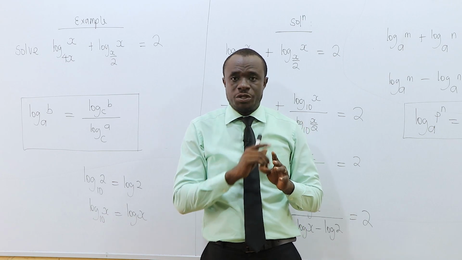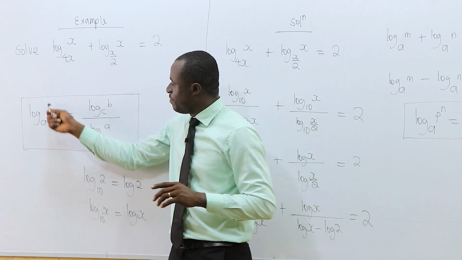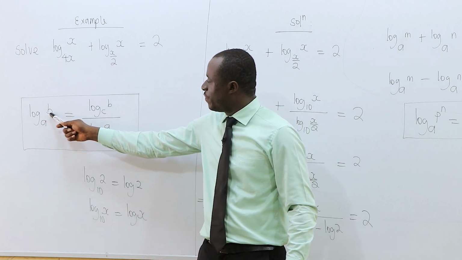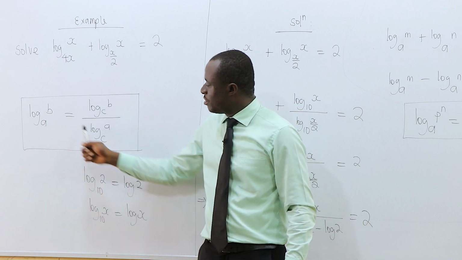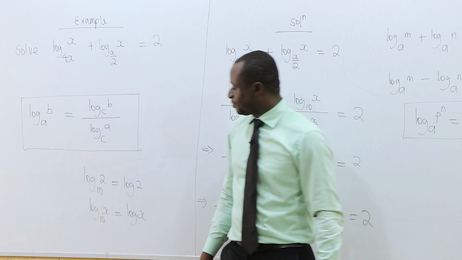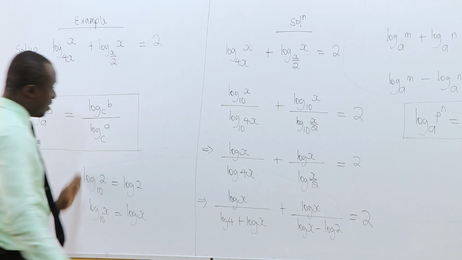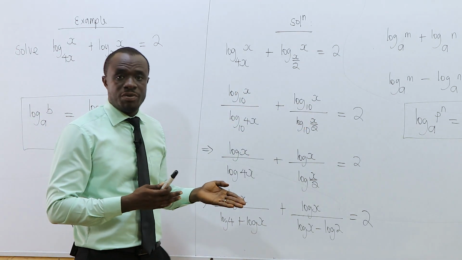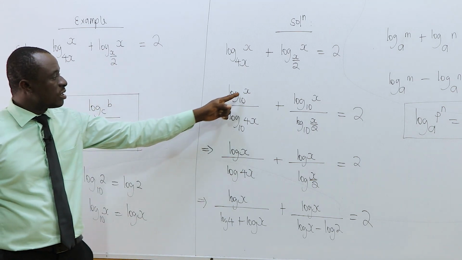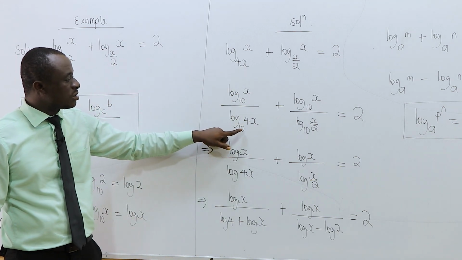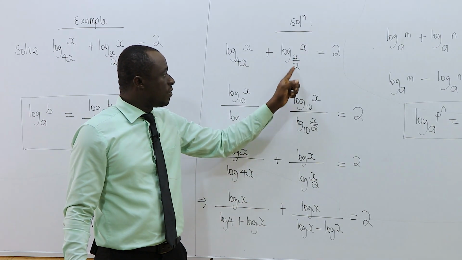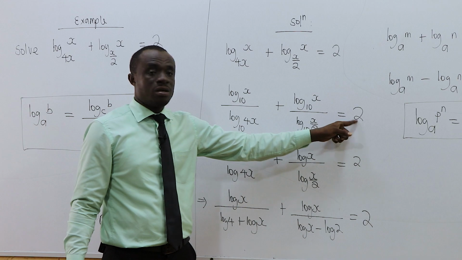From the change of base principle, if you have log base A of B and you want a common base of C, that will be log base C of the top one over log base C of the bottom one. I give examples over here. So this is what we have. We want to change the base to have a common base of 10. So log 10 of x over log 10 of 4x plus log 10 of x over log 10 of x over 2 equals 2.